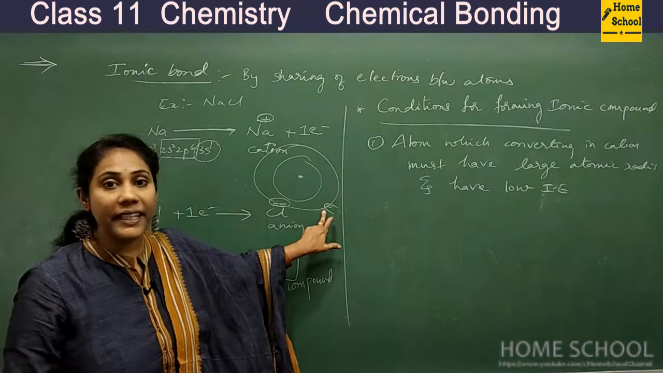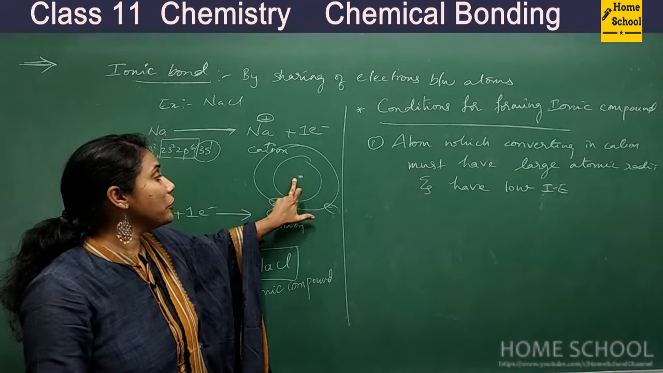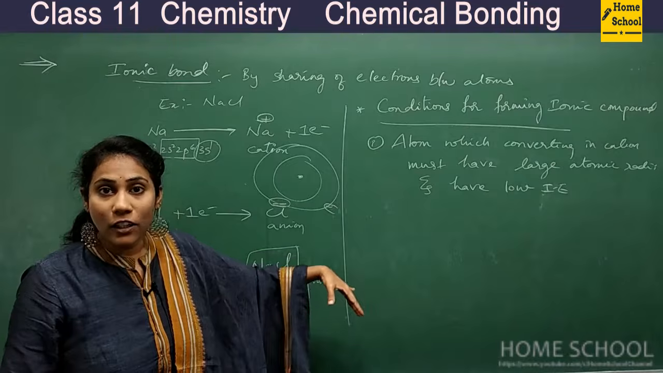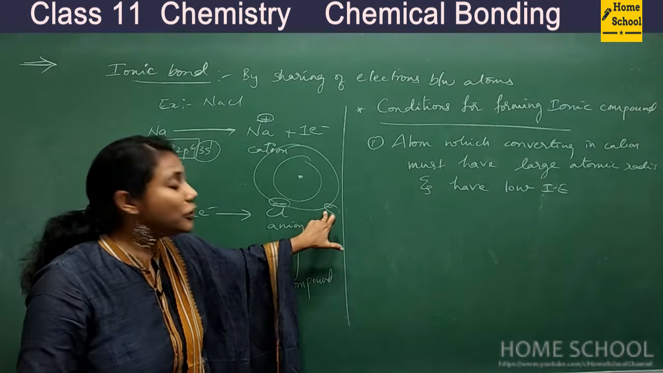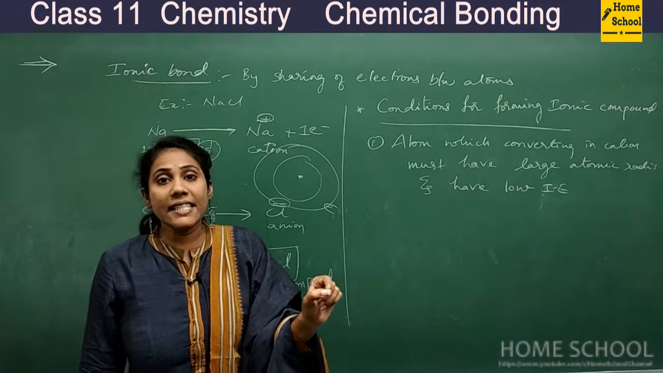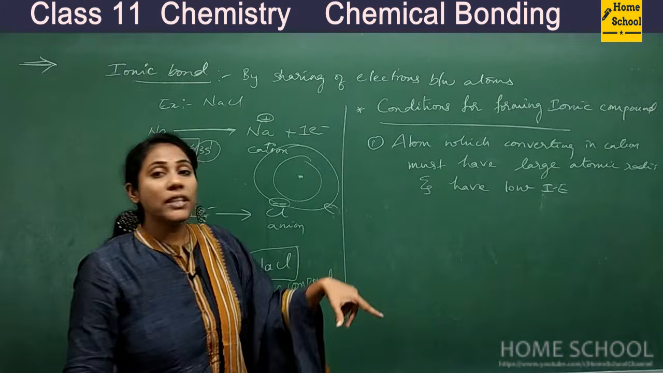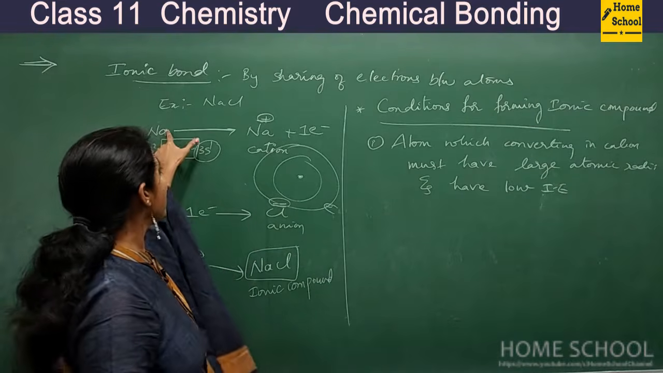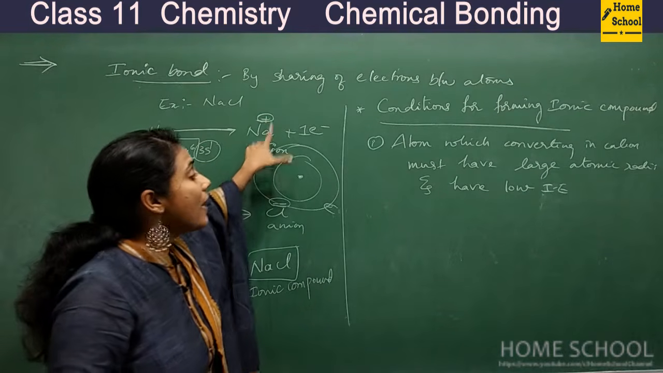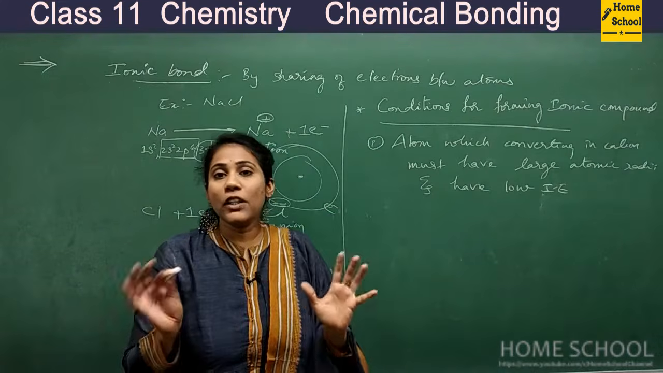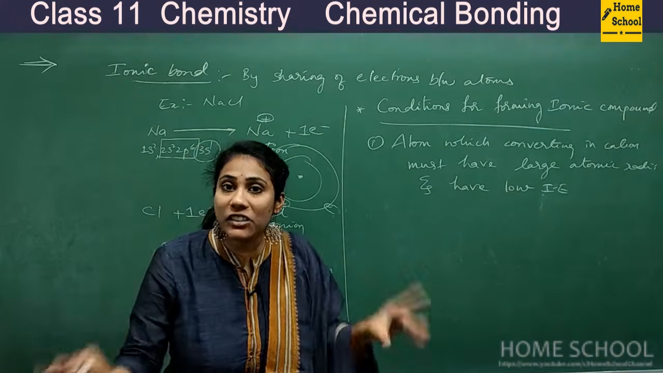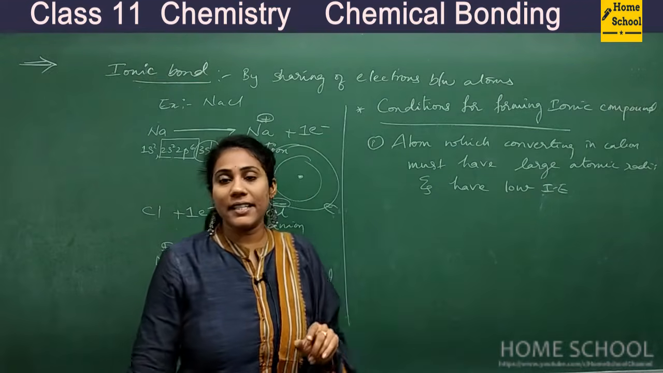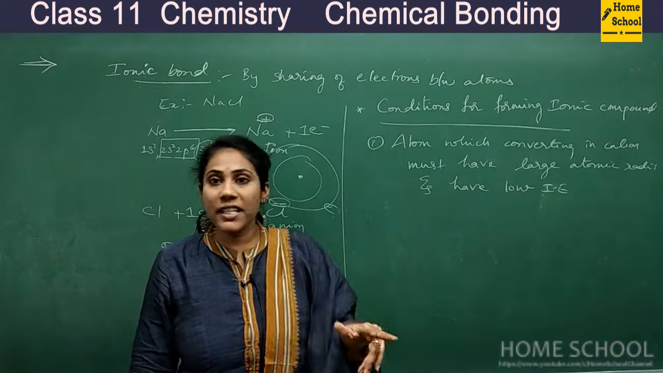The outermost electron is located somewhere very far from the nucleus, so this electron finds it very easy to come outside. You don't need to struggle to remove this electron. With very little energy, you can easily remove it, right? That's why the atoms which form cations must have large atomic radii. That means they should be larger in size and they should possess low ionization energy. So this is the first condition.